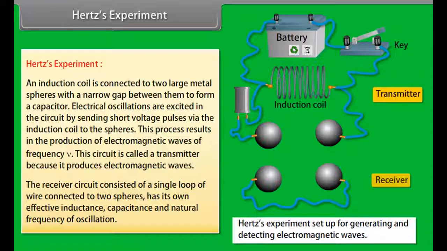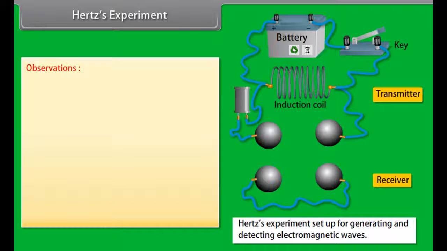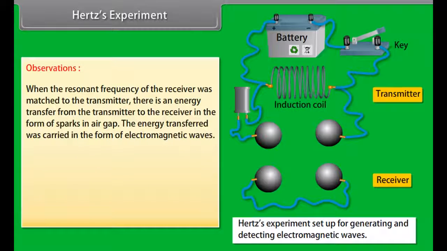This circuit is called a transmitter because it produces electromagnetic waves. The receiver circuit, consisting of a single loop of wire connected to two spheres, has its own effective inductance, capacitance, and natural frequency of oscillation.